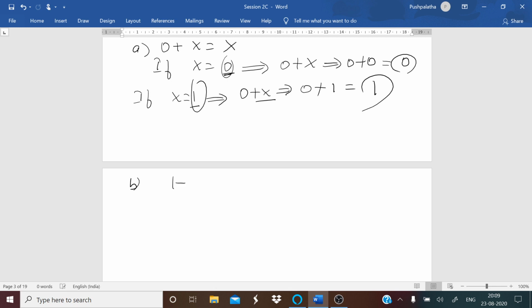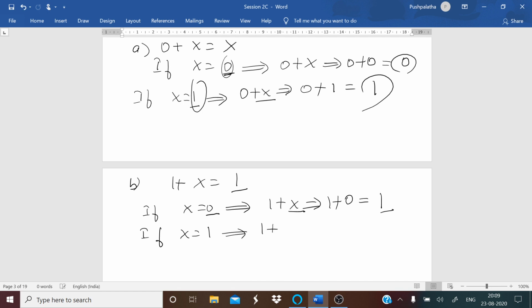And the next statement you have is 1 plus x equals 1. So if x is equal to 0, then 1 plus x becomes 1 plus, instead of x you substitute the value 0. So 1 plus 0 equals, what is 1 plus 0? 1, right? So what did we say? 1 plus x is always 1. Next, if x is equal to 1, then 1 plus x becomes 1 plus 1, which is always 1, so the output always remains 1, hence proved. This is the proof for your first properties of 0 and 1 using OR operation and AND operation.